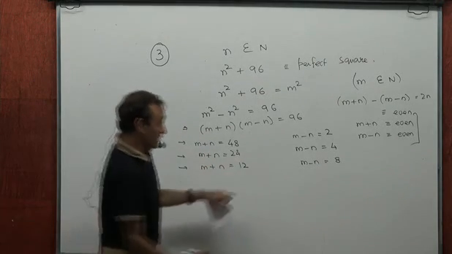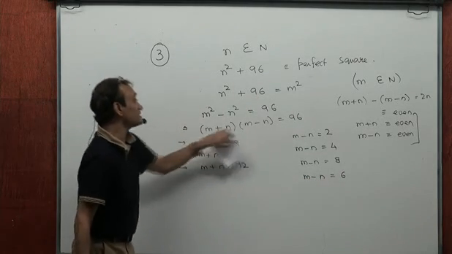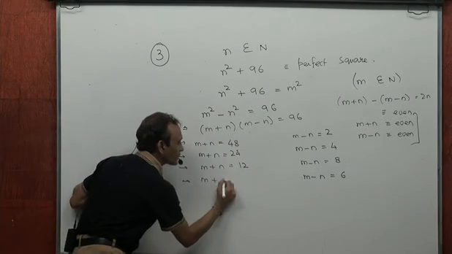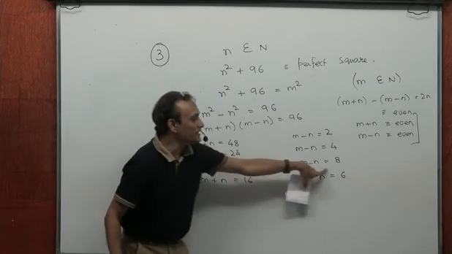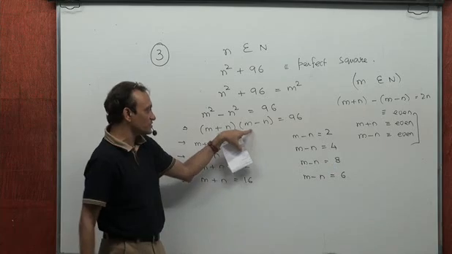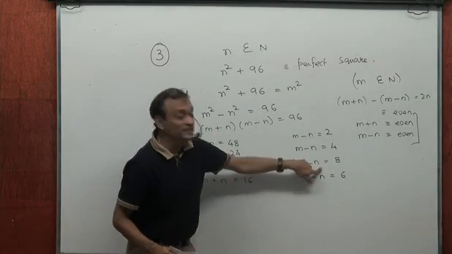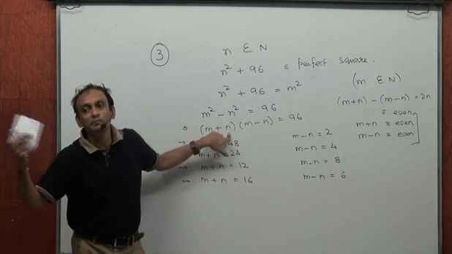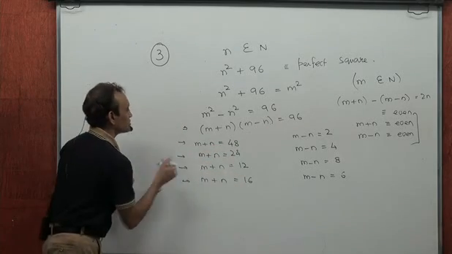Now, 6, I missed out 6, I'm so sorry. M minus n is 6, m plus n would be 16. That's it. I couldn't have taken m minus n more than 8. M minus n equal to 10 doesn't work because 10 times an integer will not give me 96. But m minus n equal to 12 will give me m plus n equal to 8. But m plus n is larger than m minus n. So this is where we stop, this set of possibilities.